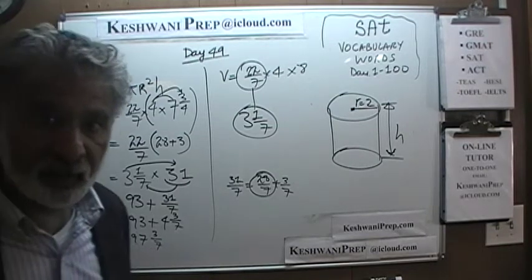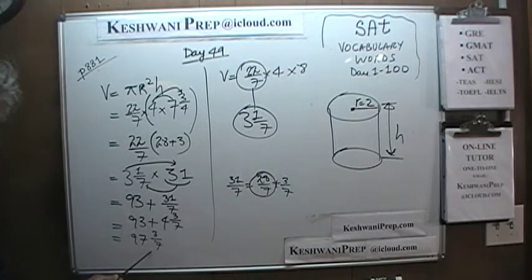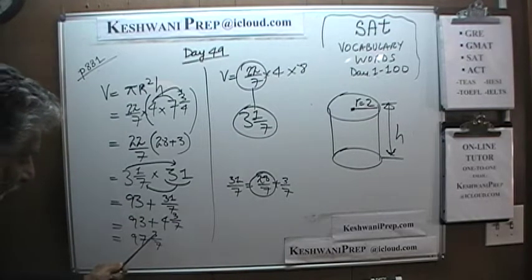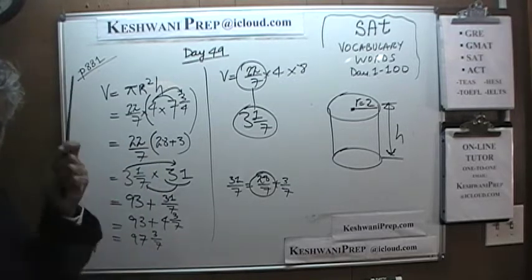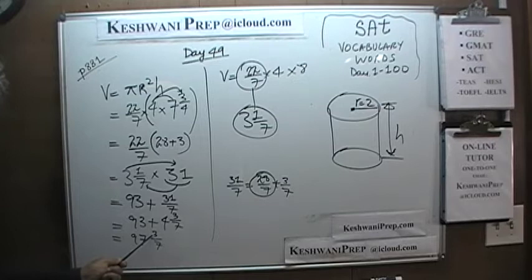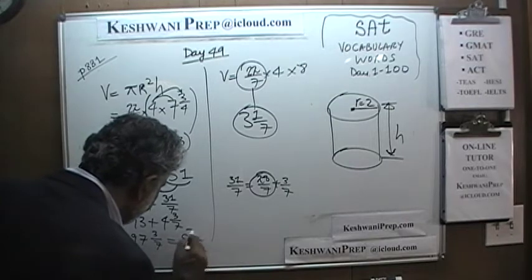Half of 7 is 3.5. In other words, if we had 3.5 over 7, that would have been exactly half. If the top is 3.5 or more, we would have to round it up because it's more than half. This is 3, which is less than half, which means we have to round it down. So 97 and 3/7 basically boils down to 97.